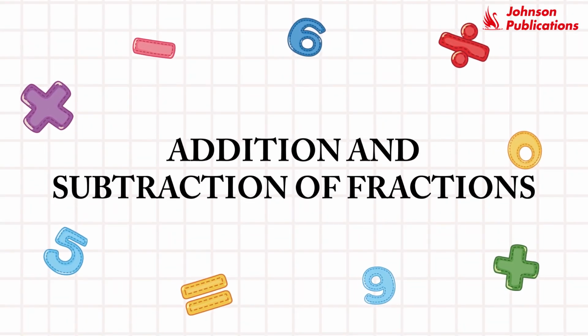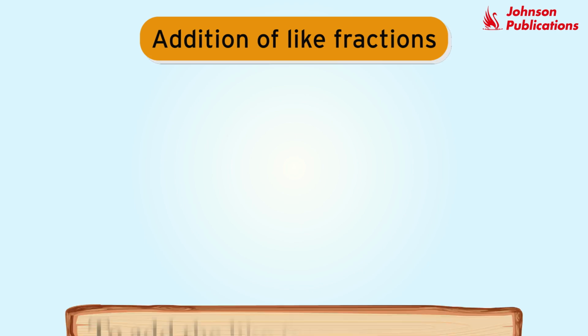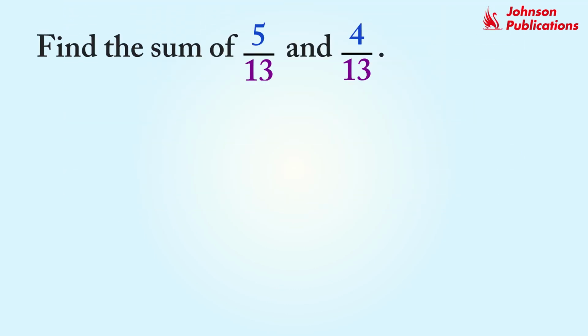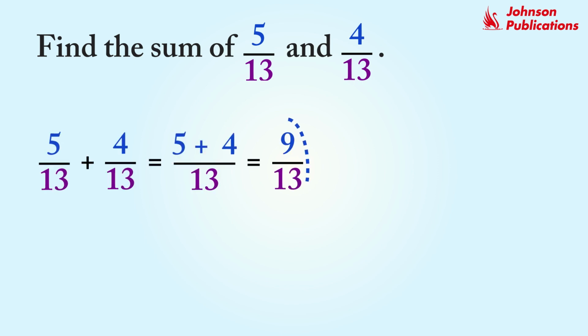Addition and subtraction of fractions. Addition of like fractions. To add the like fractions, add the numerators. For example, let us find the sum of 5 by 13 and 4 by 13. We get the sum 9 by 13.